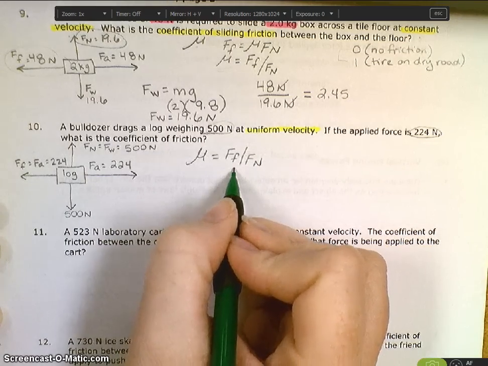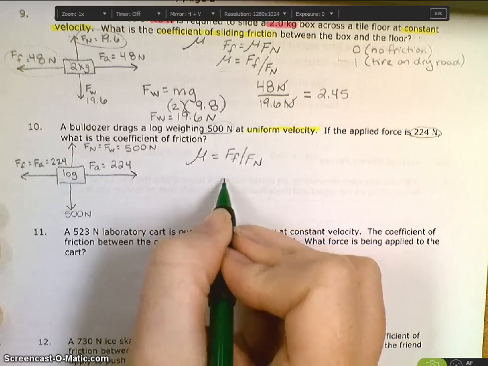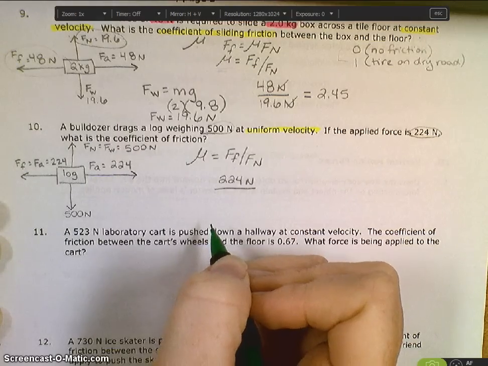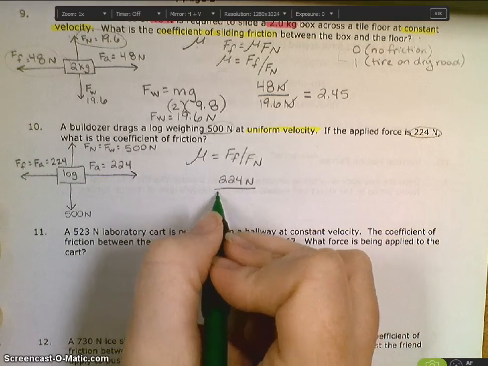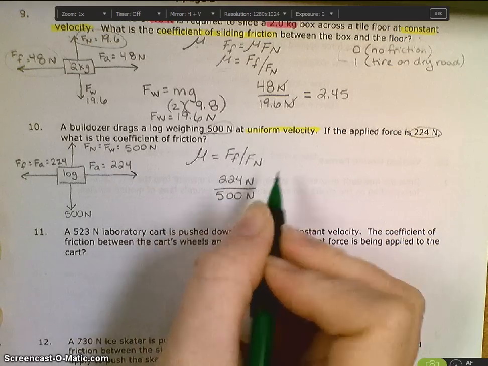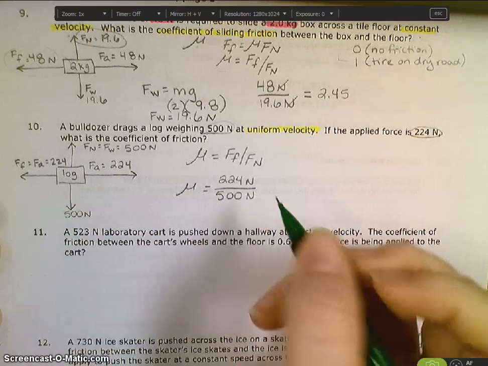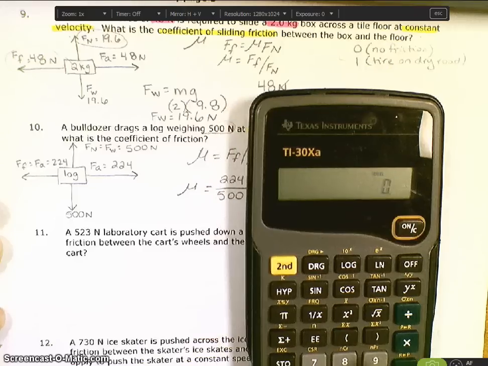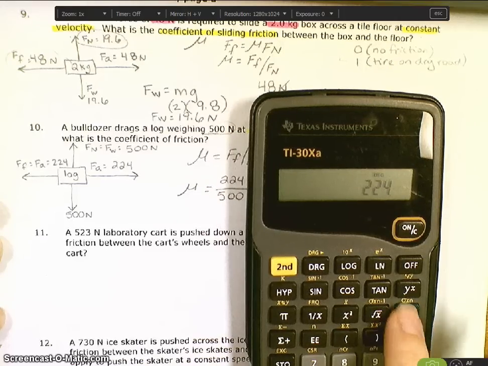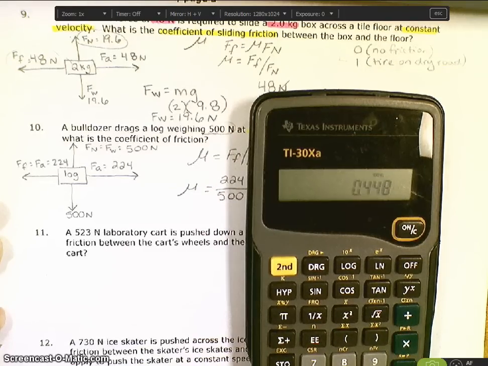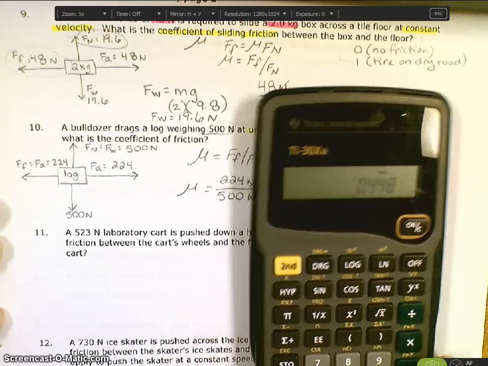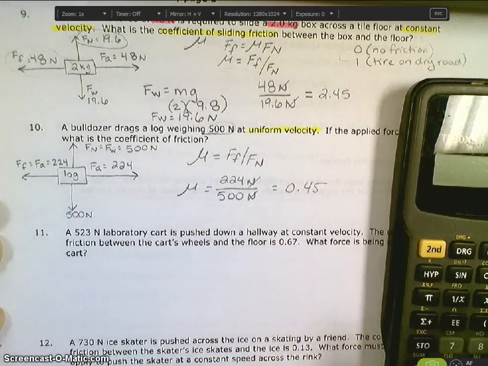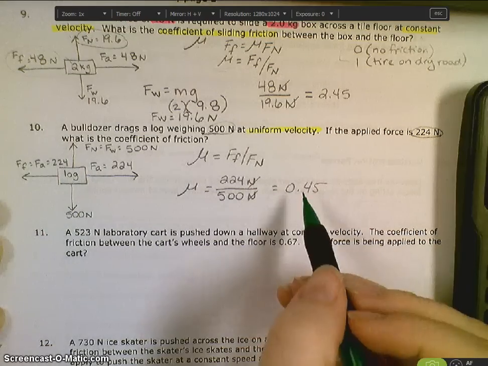They have given me the force of friction because they gave me the applied force. They have given me the normal force because they gave me the weight force. Again, we divide. Newtons cancel out. My numbers are 224 divided by 500. I end up with an answer of 0.45. Again, no units because this is coefficient of friction.